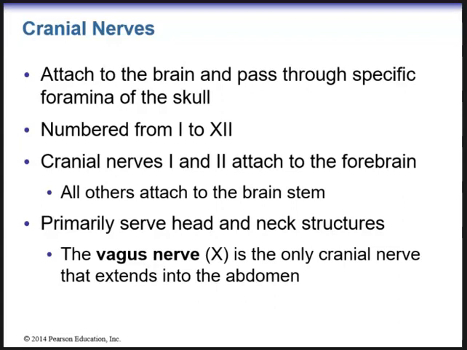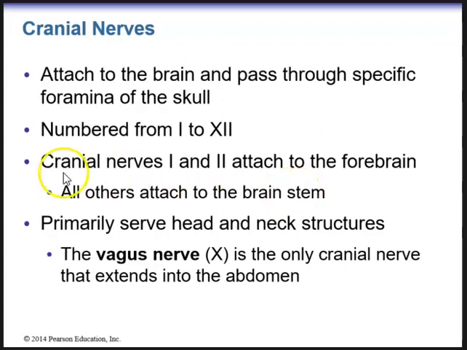So let's talk about the cranial nerves. Cranial nerves attach to the brain and pass through specific foramina of the skull. We talked about this in the very beginning when we talked about bones. Foramina is just the plural for foramen, which is a hole in the skull. Cranial nerves are numbered in Roman numerals from 1 to 12. So if you're not comfortable with your Roman numerals, make sure you become comfortable with them, because that's how we old school label the cranial nerves.